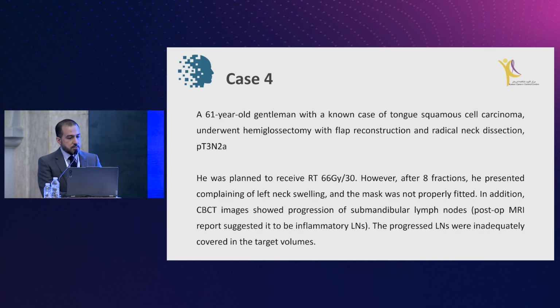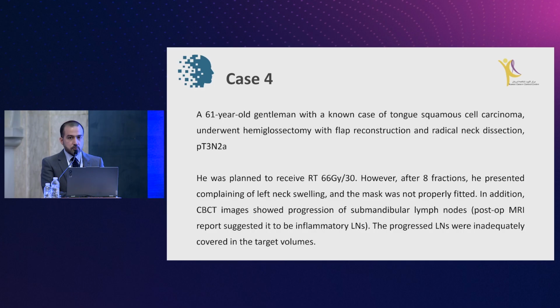Our fourth case is a 61-year-old gentleman who is a known case of tongue cancer, underwent hemiglossectomy with a flap reconstruction and radical neck dissection as T3 N2A. He was planned to receive radiation, 66 Gray in 30 fractions. However, after 8 fractions, he presented complaining of left neck swelling, and the mask was not fitting. In addition, the cone beam CT showed there could be some progression in the submandibular lymph node, despite the post-operative MRI showing it's only inflammatory lymph nodes.